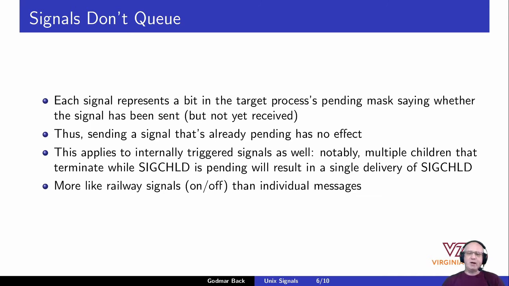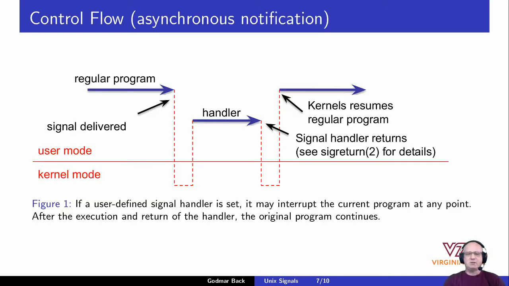So signals don't queue, and this has consequences for a job control shell. In particular, if multiple child processes terminate and this triggers a SIGCHLD, then if that happens before the first SIGCHLD has been processed, no additional SIGCHLD is triggered. The consequence is that the code you write for the SIGCHLD handler needs to be prepared to deal with the possibility that multiple children have terminated, but you only saw a single SIGCHLD signal. So this is the first issue.